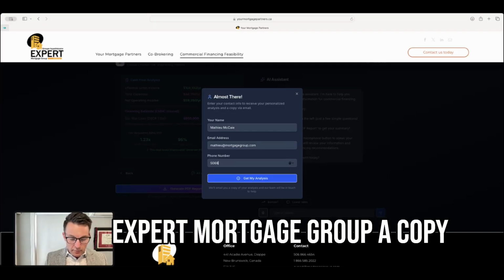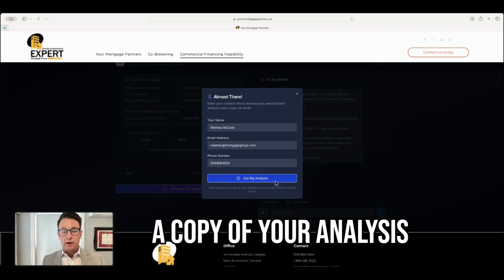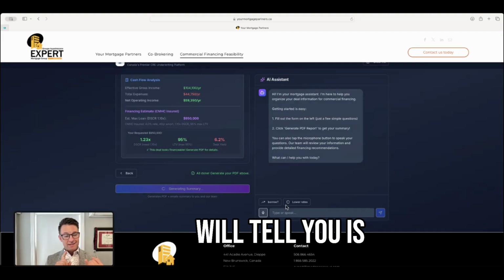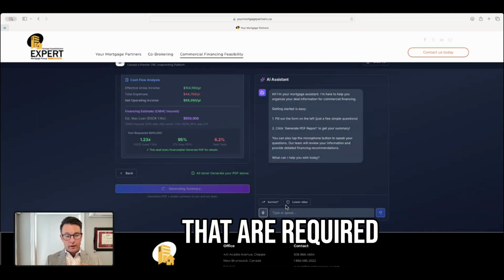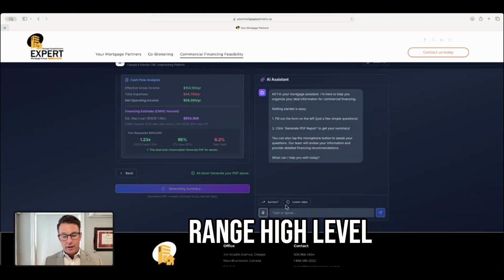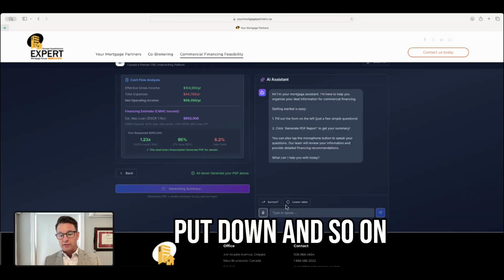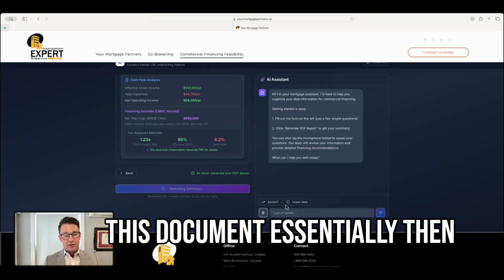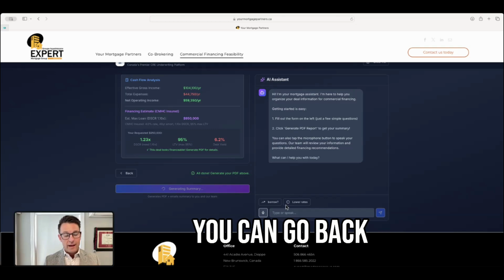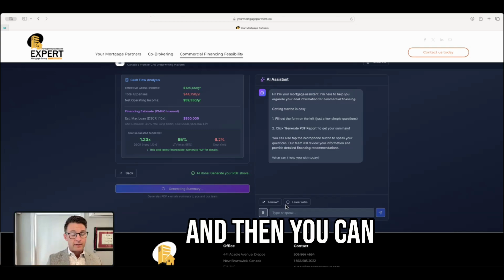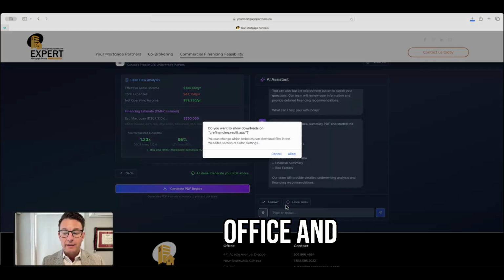It's going to send Expert Mortgage Group a copy, and you're also getting a copy of your analysis. So what the document will tell you is what are the documents that are required, what's the estimated payment range, high level, does the deal work, how much down payment do I need to put down, and so on. So when you have this document, you have something that you can go back to and refer to, all the documents that you're going to need. We'll get a copy, and then you can reach out to our office and book a call.